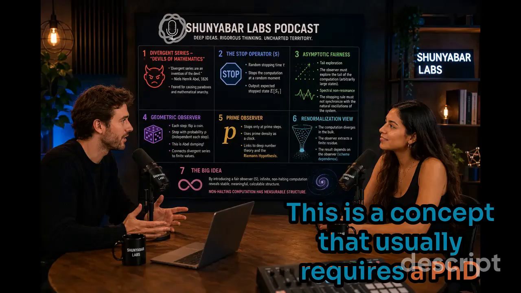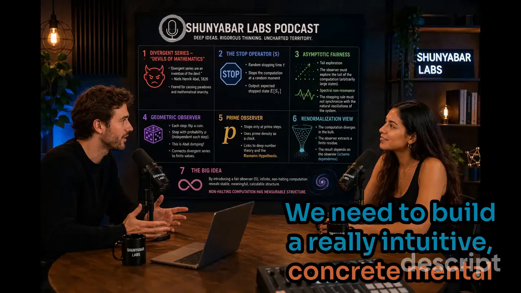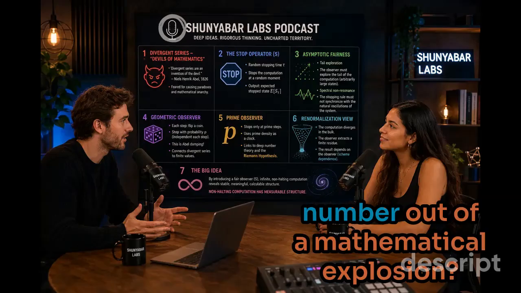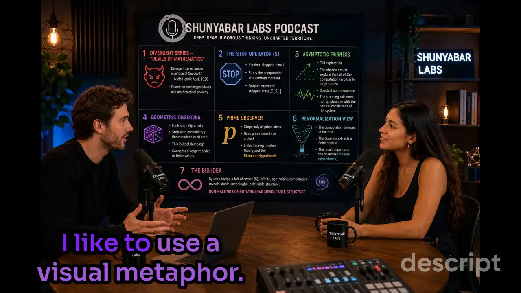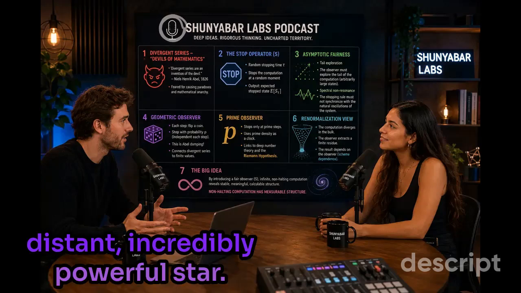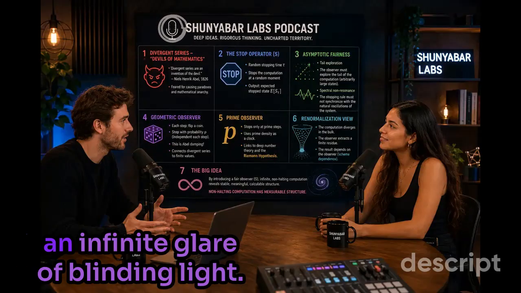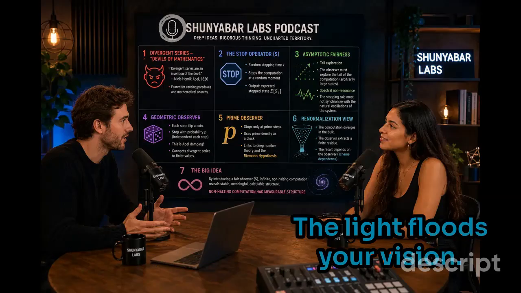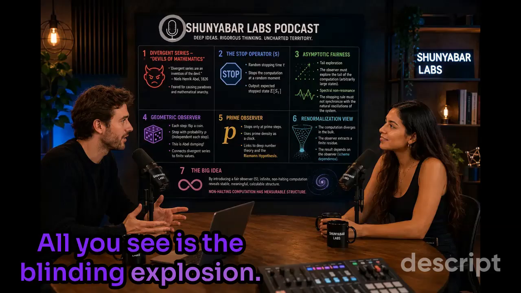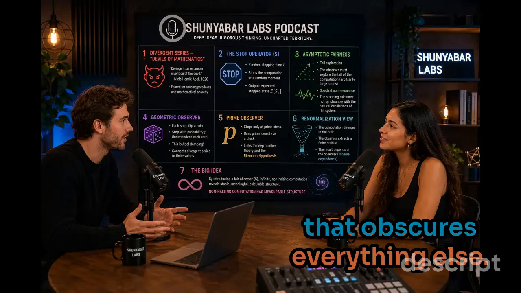This is a concept that usually requires a PhD in quantum field theory to even approach. We need to build a really intuitive, concrete, mental picture for the listener. How do you extract a finite, solid number out of a mathematical explosion? I like to use a visual metaphor. Imagine you are trying to observe a distant, incredibly powerful star. If you just open your naked eyes and look at it, you are instantly overwhelmed by an infinite glare of blinding light. The light floods your vision. Exactly. You can't see the actual surface or structure of the star. All you see is the blinding explosion. That blinding glare is our 1 over p squared. It's the dominant divergent infinity that obscures everything else.